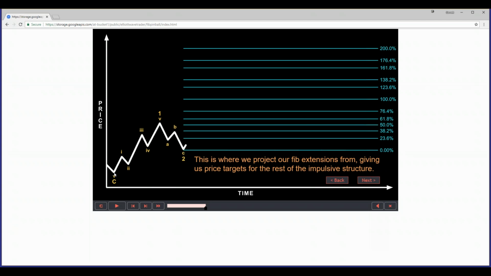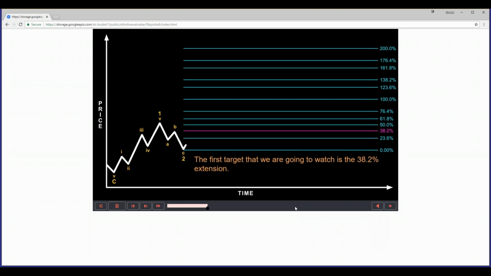You're going to click on the bottom of the C wave where wave 1 started, then click at the top of wave 1 to measure that distance, and then click on the bottom of wave 2 to project those fibs off of that wave 2 low. That gives us the targets going higher, and the rest of the impulsive structure should play pinball, quote unquote, as it unfolds between those fibs.